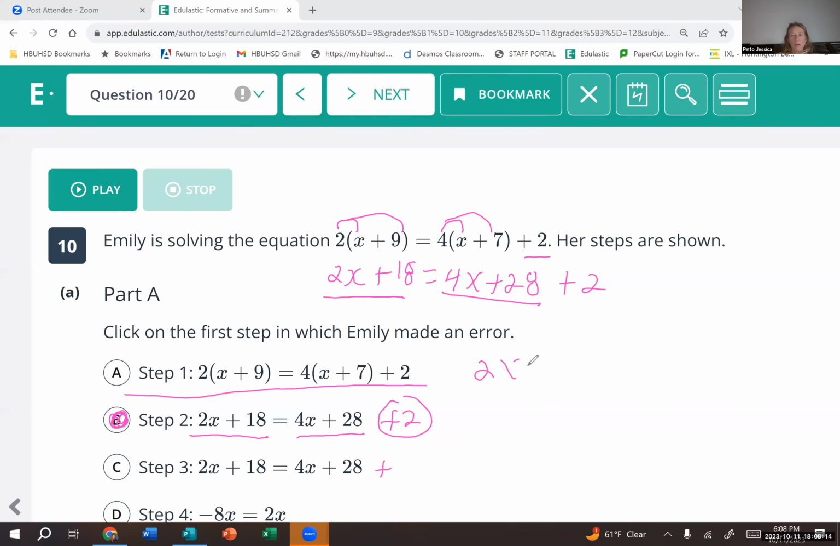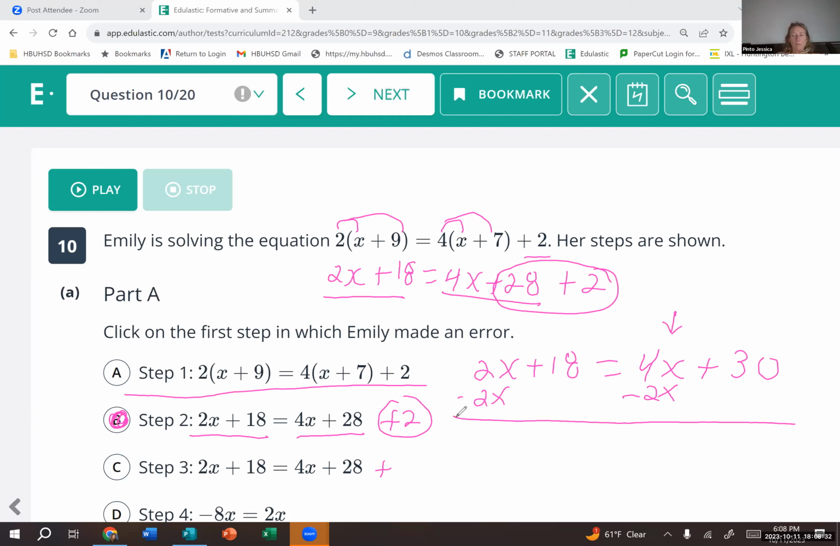So we've got 2x plus 18 is equal to 4x, and then 28 and 2 make 30. So 4 is bigger, so I'm going to put x on this side this time. I'm going to subtract 2x from both sides. That's going to give me 2x plus 30, so I'm also going to subtract the 30. And that's going to give me negative 12. Then it's 2x, so we're going to divide by 2. I'm going to get x is equal to the number negative 6.